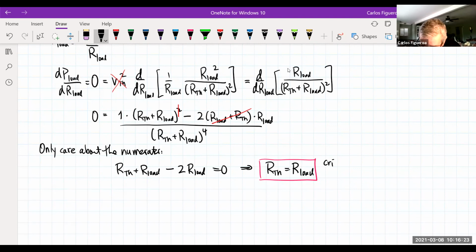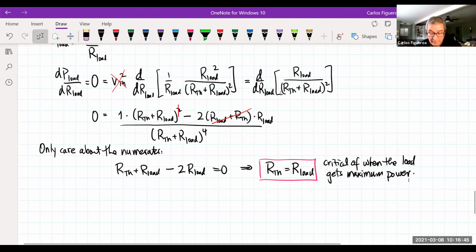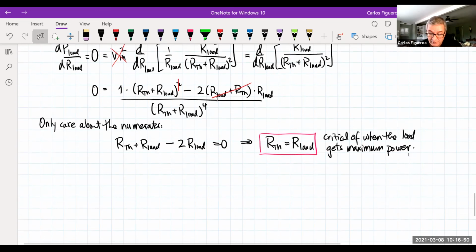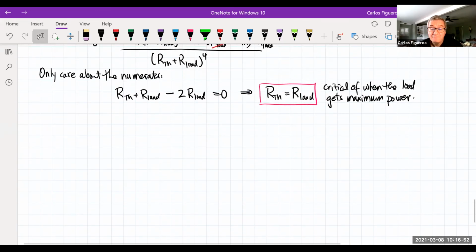So this is the critical point of when the load gets maximum power. Okay, when it gets maximum power. That's the maximum power theorem right there. I mean, it's just a fairly straightforward calculation here.